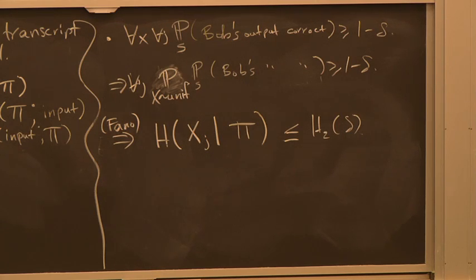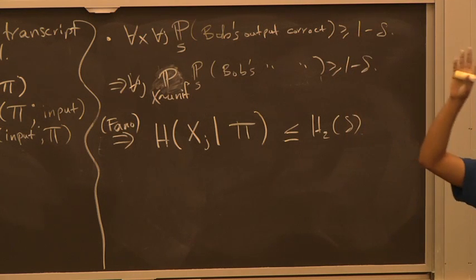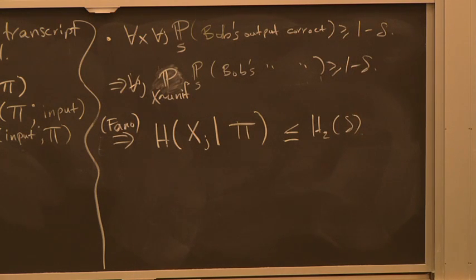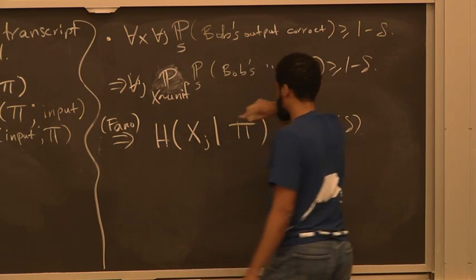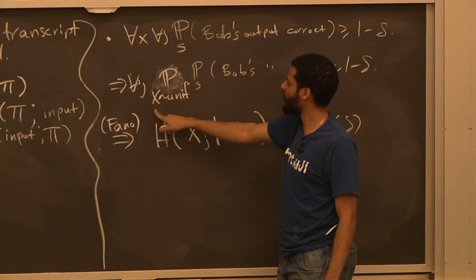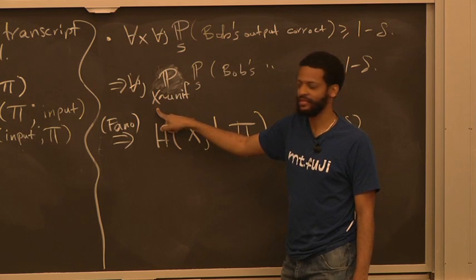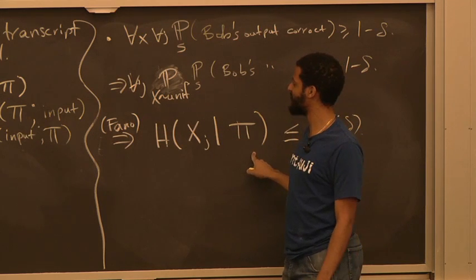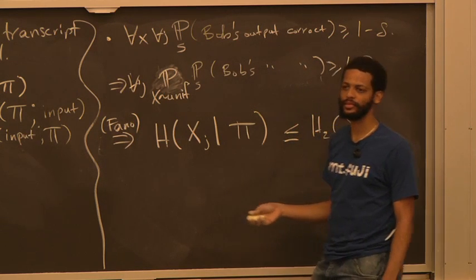Pi is a random variable because there's a random string in the sky. So what Alice sends depends on that randomness. And here I switched to the case where capital X is now itself also random. So pi is also random in that it depends on X. Okay.